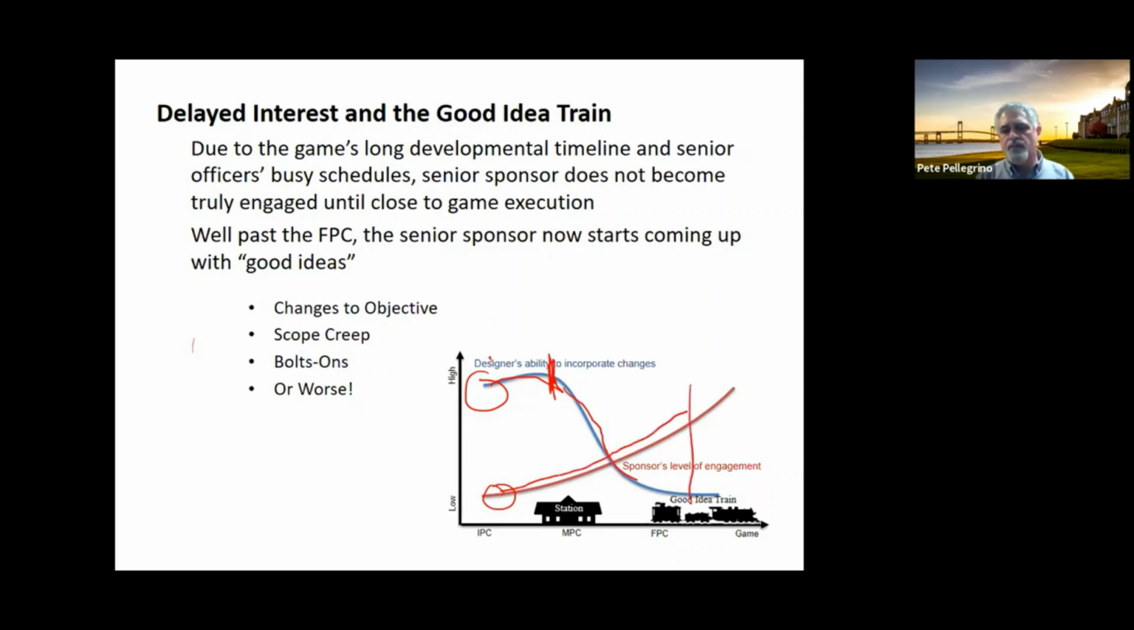And right about here, actually right before the FPC, is where, as I said before, they suddenly pitch in with a bunch of ideas. Because now they're paying attention, because now the game is actually relatively close on their schedule, and now they're putting some effort into it. Unfortunately, the concrete has dried, and we've already framed the house.